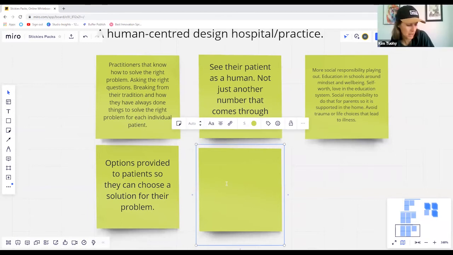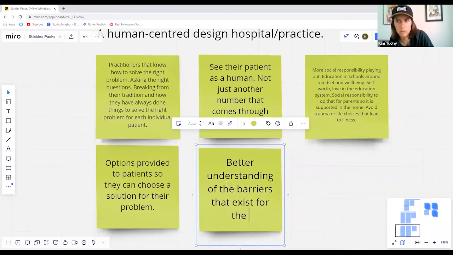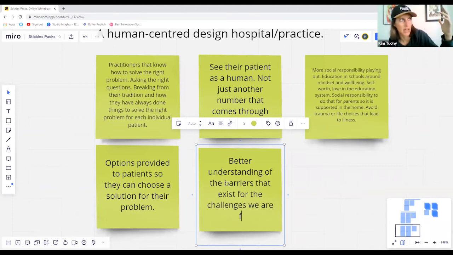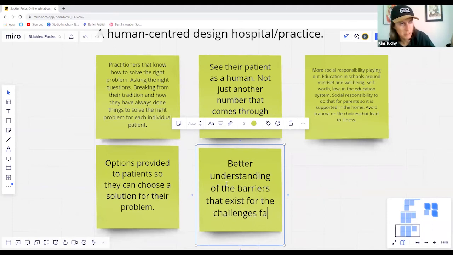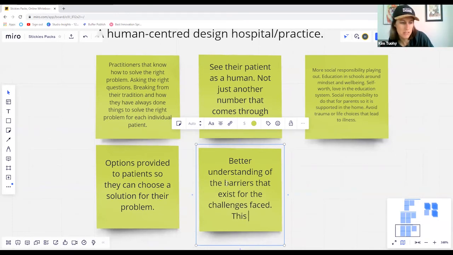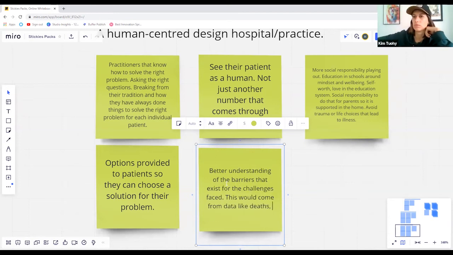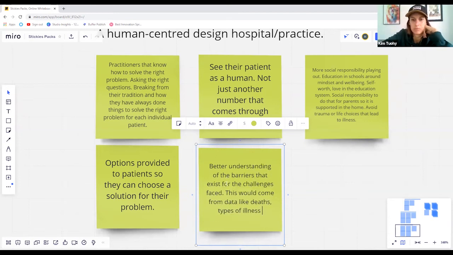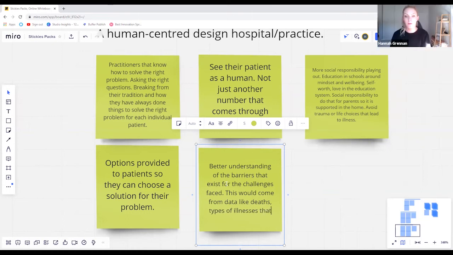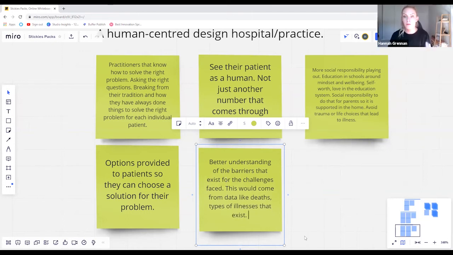Yeah, I guess it would be a better understanding of the barriers that exist for the challenges that we're facing. And challenges, I would say, will come from data such as deaths, types of illnesses that exist wherever it is. And then with a human-centered approach, you'd be able to solve them.